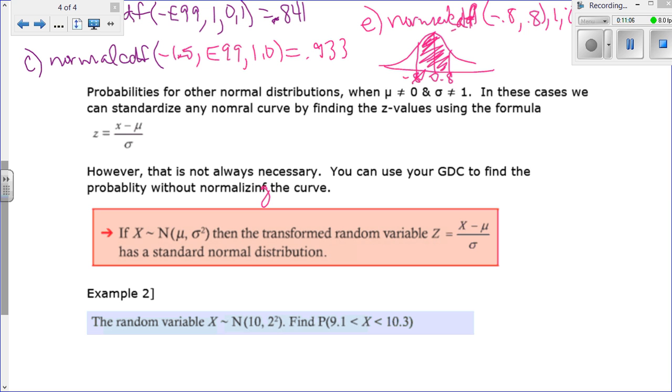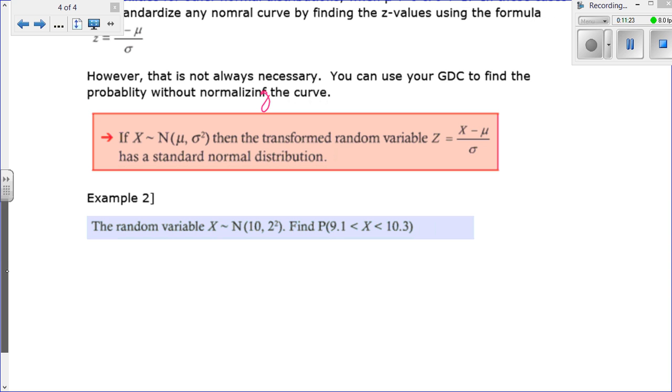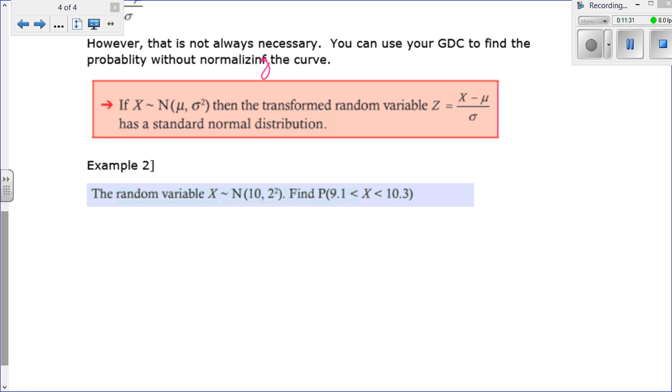It's one of those things where you can always standardize any normal curve. It's never wrong to standardize a normal curve, but it's not always necessary to do it. But it's never wrong to do it. So you have options. All right. I'm going to show you how to do it by using the z-scores and then show you how to do it without doing the z-scores.